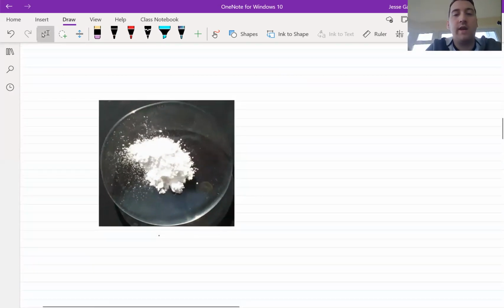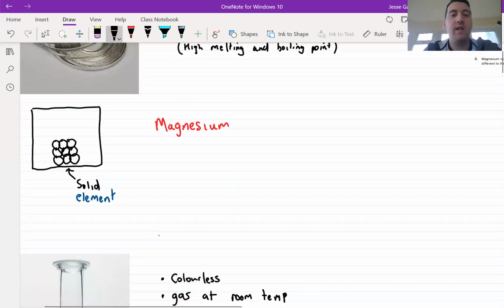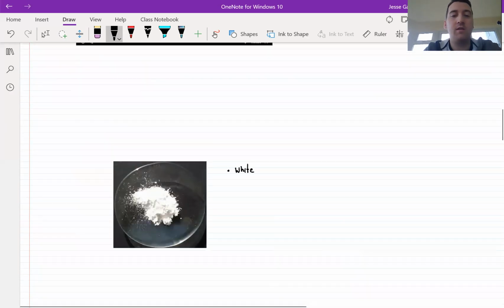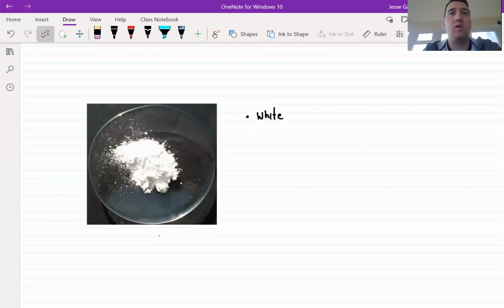First of all, describe its color. And what can we see? We can see it's white. Now this is a completely new property. The first two, neither of them were white. We had gray and we had colorless. Our new substance is white. This is telling us that this must be something new. Okay, it's not what we started with. It's a powdered solid at room temperature.